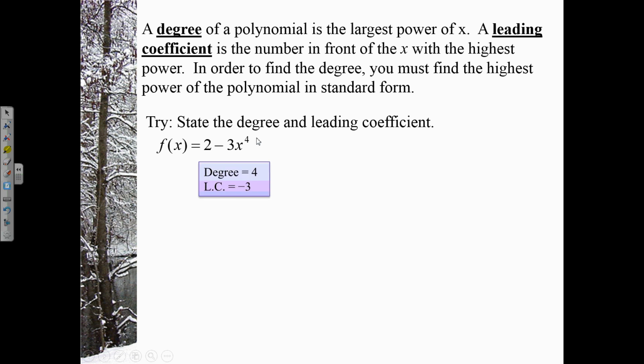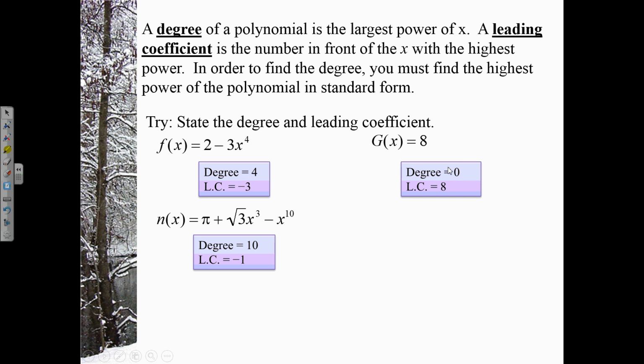In this one, the degree is 4, and the leading coefficient, which I'm going to abbreviate LC, is -3. Here, the largest power is 10, so that's the degree, and the coefficient is -1. In this one, it doesn't have any x's, so we say that the degree is 0, but the 8 counts as a leading coefficient. And in this last one, you have to imagine if it were FOILed.